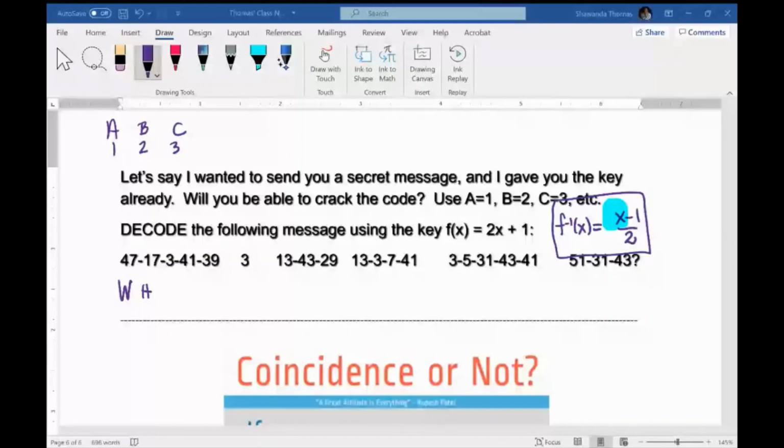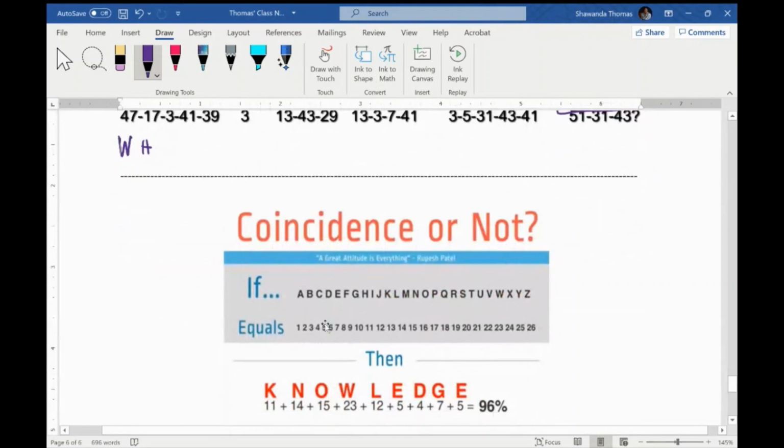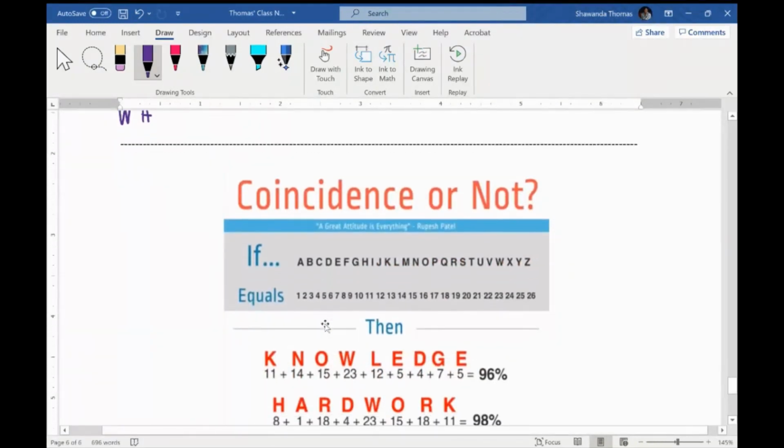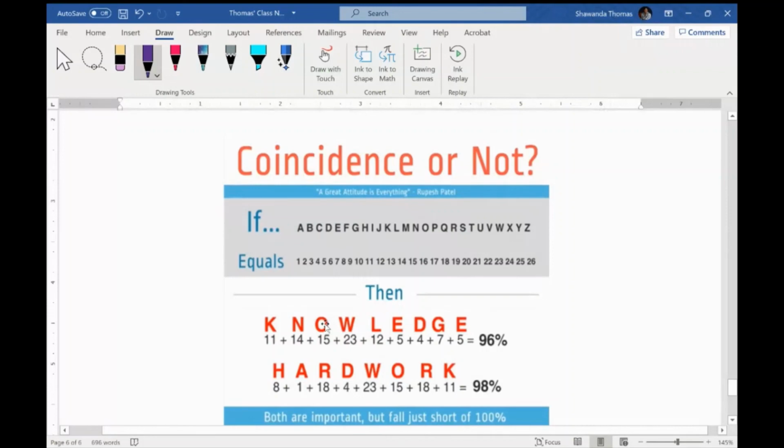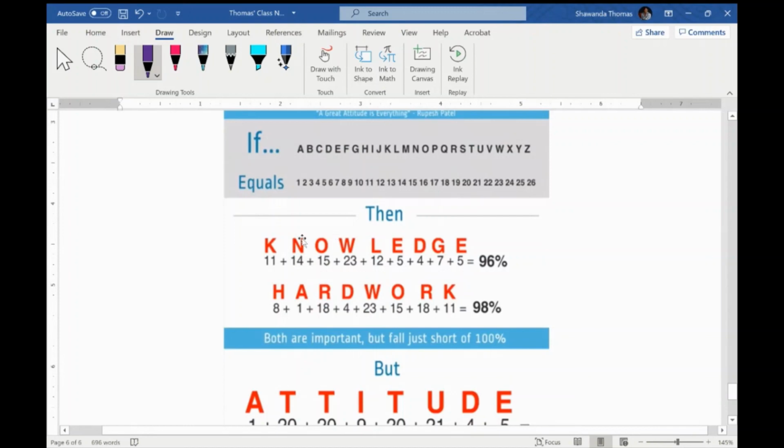Very good. All right, the last little part of this that I thought was kind of cute, that I found on the internet, was, but y'all think about participating and everybody else reflect, because what if you are in an interview and they ask you something you wouldn't even think they would ask you? What would you say? All right, it says coincidence or not, if A, B, C all the way to Z equals 1 through 26, sort of like what we just did, right? Then knowledge, K, for example, is 11, N is 14, O is 15.